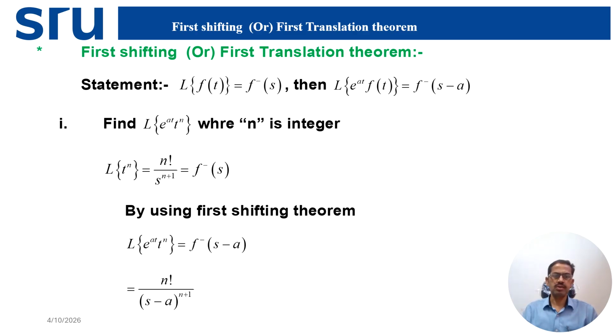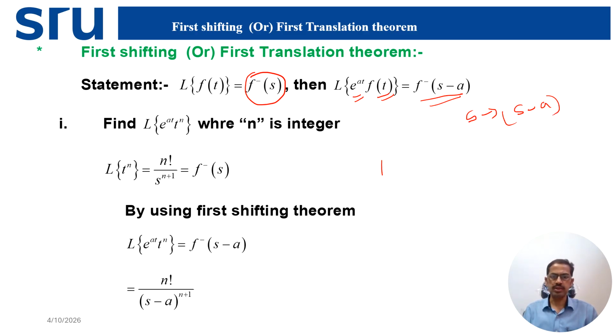Here, the Laplace transform of f of t is f bar of s. Then the Laplace transform of e to the power of at into f of t, the product of your function with the exponential function e power at, is f bar of s minus a. Means just simply s is replaced by s minus a, if it is e to the power of at.